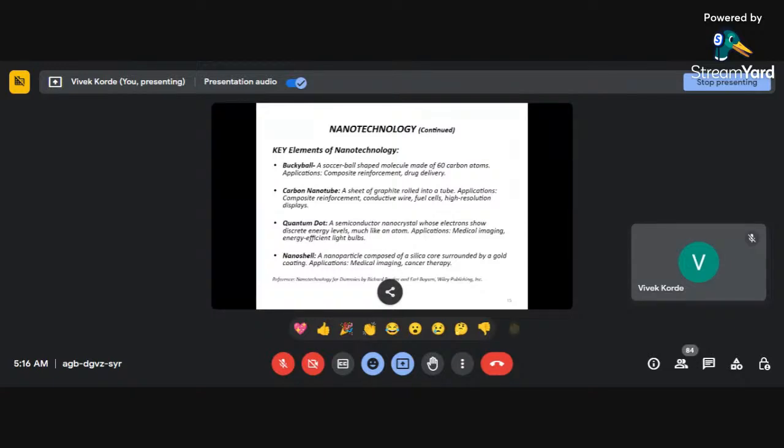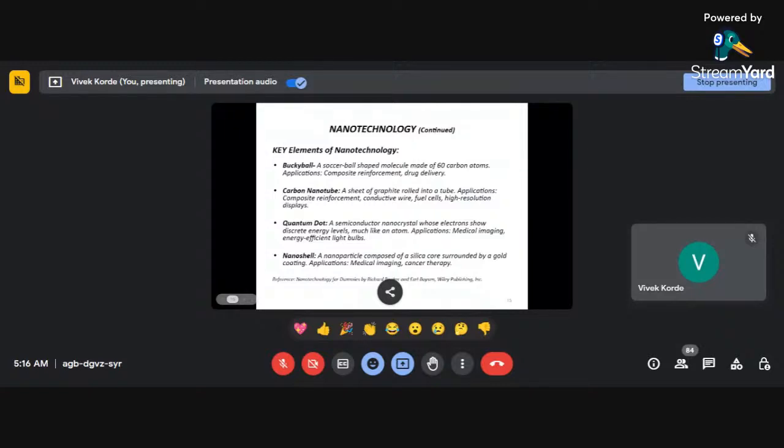Okay, key elements of nanotechnology. There are a few materials mentioned here. Buckyball is there, a saucer ball shaped molecule made of 60 carbon atoms, which is called buckyball. Applications are composite reinforcement and drug delivery. Very important applications are there, and this buckyball is playing a very important role. Okay, I couldn't show that buckyball image, but if you Google it, you will be able to see that buckyball image.